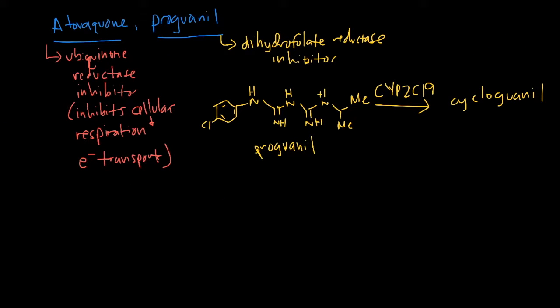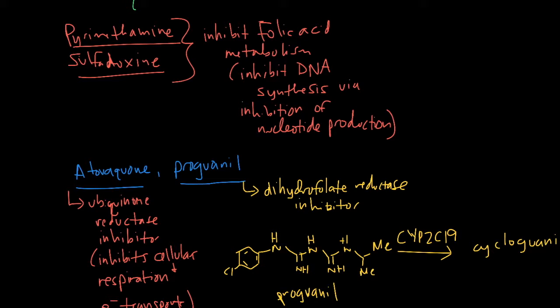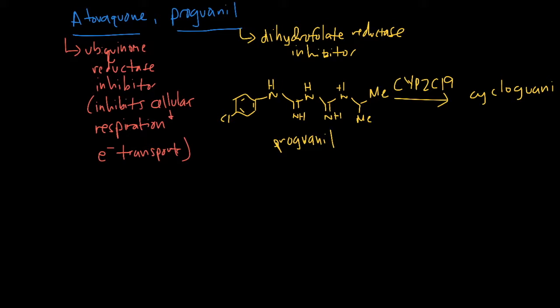So your next 2 drugs are atovaquone and proguanil. So these drugs, like pyrimethamine and sulfadoxine, are given together to make them more effective. Atovaquone is an ubiquinone reductase inhibitor, and by doing this, it inhibits cellular respiration and electron transport, which are important in parasite survival.